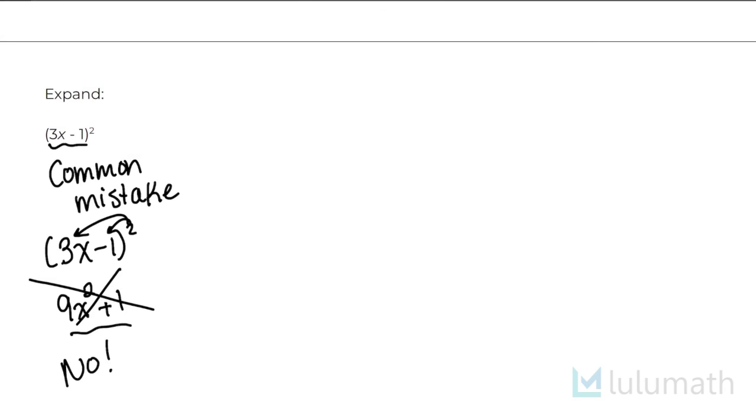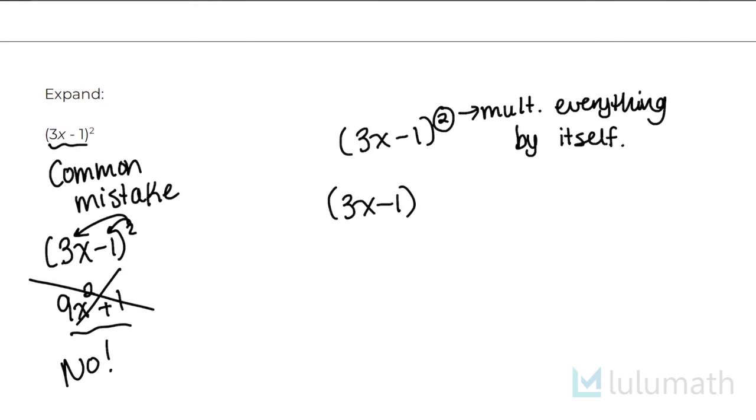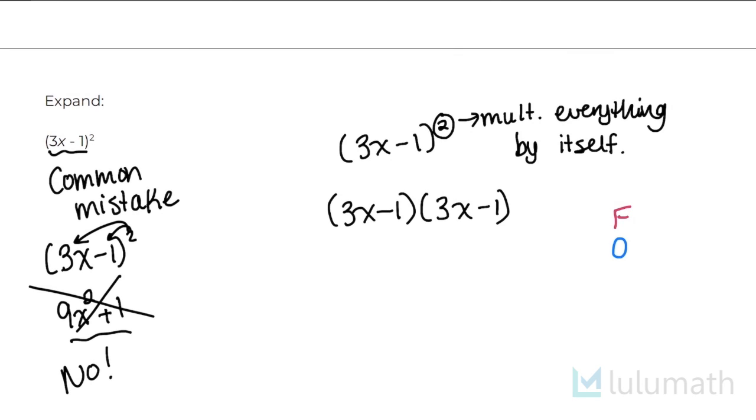Okay. So if I have 3x minus 1 quantity squared, it means that I'm going to take 3x minus 1, and because it's squared, it means to multiply everything by itself. So I'm going to multiply 3x minus 1 by 3x minus 1, okay? And then I'm going to write out my letters for FOIL. You don't have to write it out every single time. I'm just doing this for the sake of understanding what's going on right now.